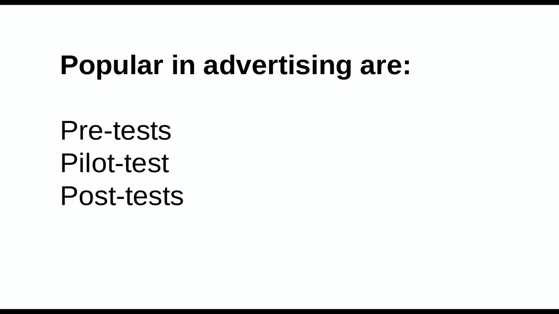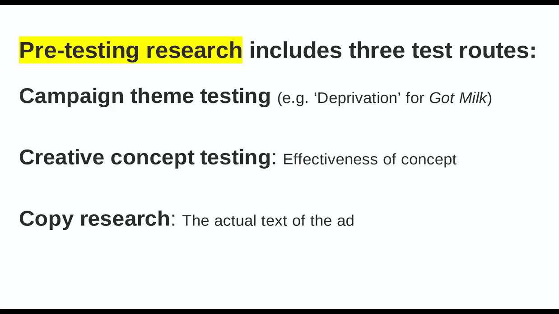Okay, three more concepts that you need to know: pre-tests, pilot tests, and post-tests. What are these three? So let's start with the first one, and that is what we call pre-test. It has three different test routes. Okay, so you can test a creative concept, you can test a campaign theme, and you can test the copy in your research. Okay, so this really is a detailed study of your target audience and the brand.